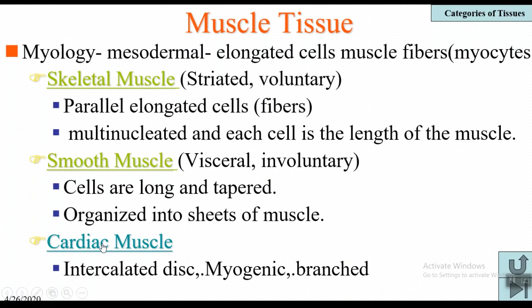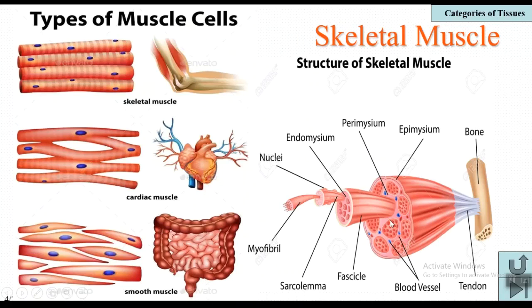The muscles are classified into three types: the skeletal muscles, smooth muscles, and cardiac muscles. Coming to the skeletal muscles, these are skeletal muscles. We can observe all the three types of muscles here. The skeletal muscles are associated with the skeleton. The cardiac muscles are present in the walls of the heart, and the smooth muscles are present in the visceral organs.